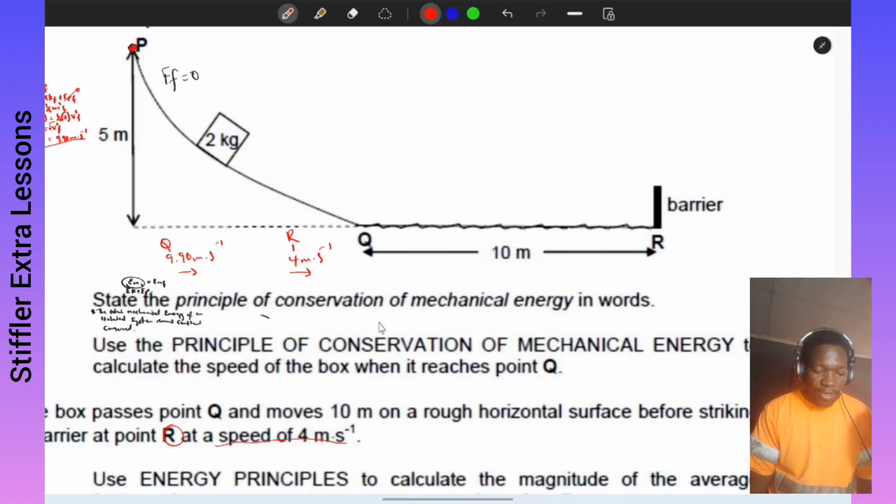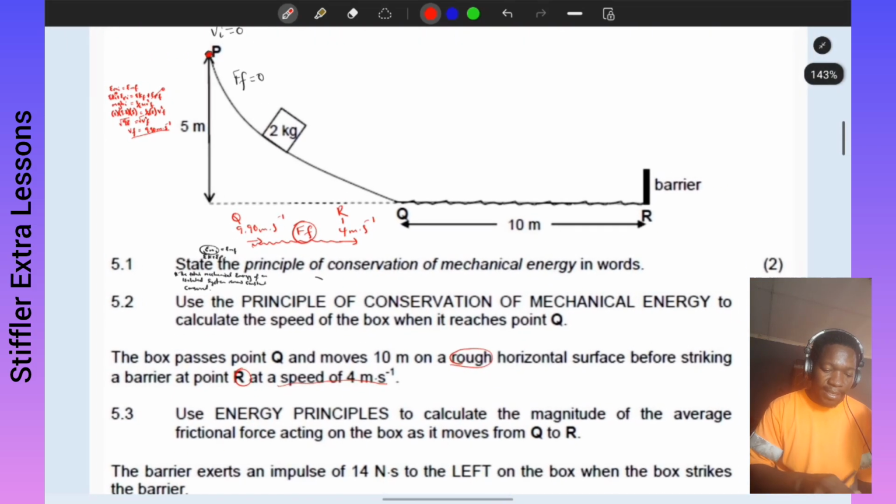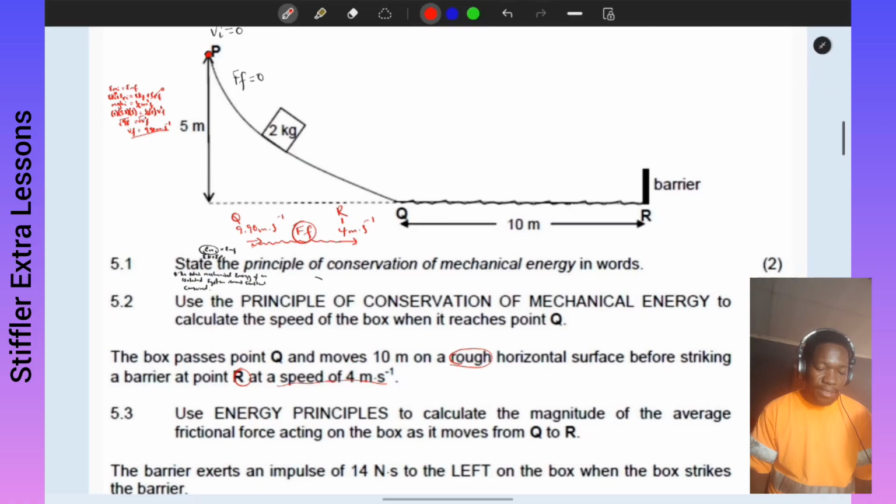So again, here we are told that it is a rough horizontal surface. So rough means that there is frictional force between these 2 points. Use the energy principles to calculate the magnitude of the average frictional force acting on the box as it moves from Q to R. So what did they say?